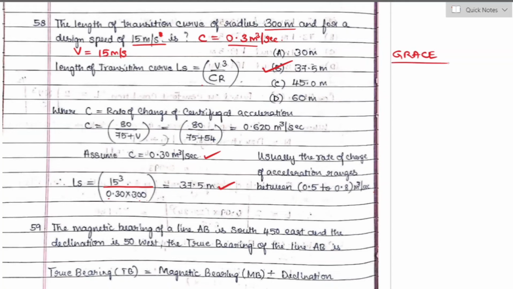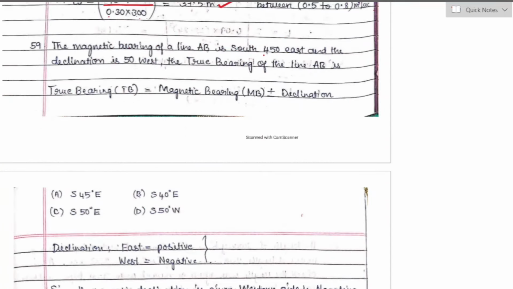Question number 59. The magnetic bearing of a line AB is south 450 east. It was supposed to be given as 45 degree east and the declination is 50 west. This was supposed to be 5 degree west, and the true bearing of the line AB is, so we have to find the true bearing.